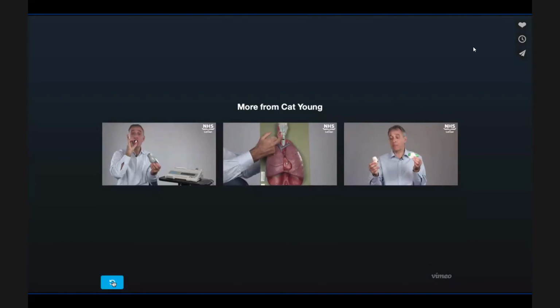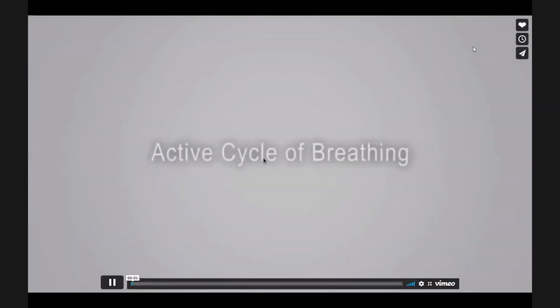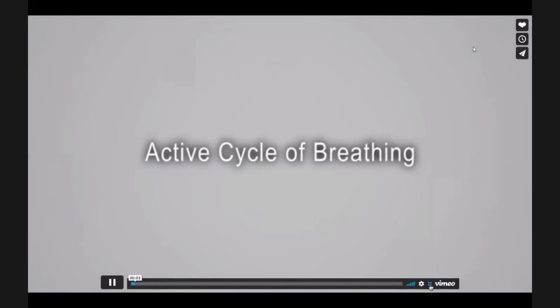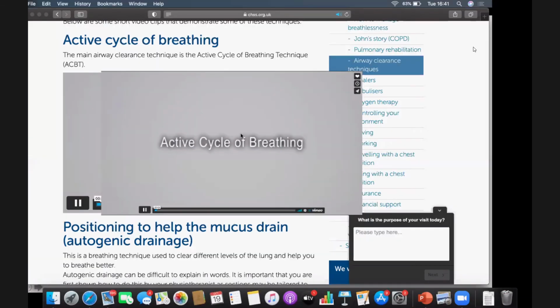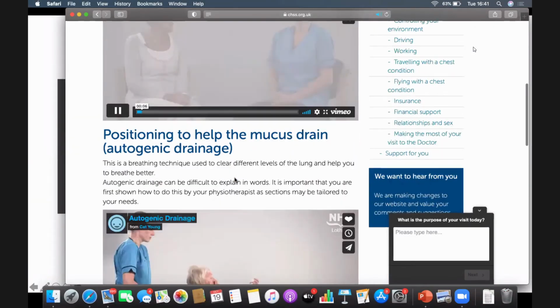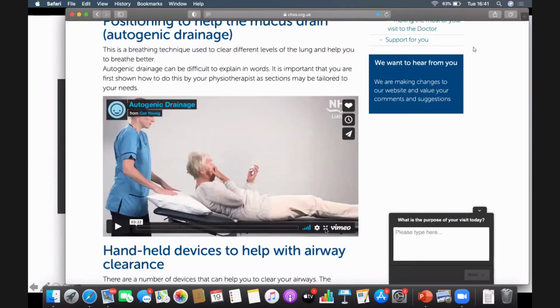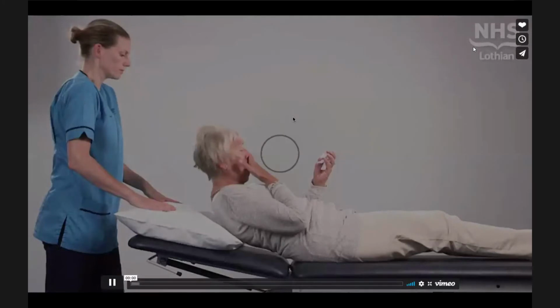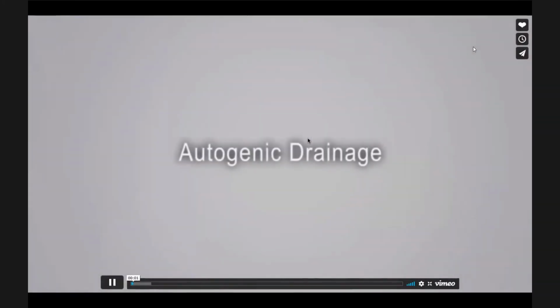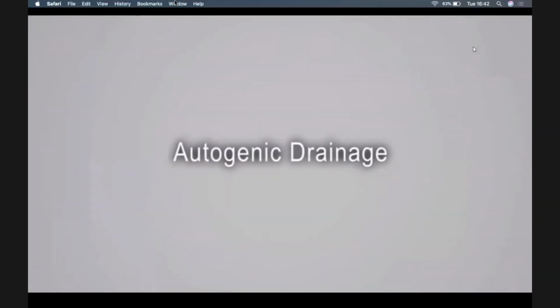So this is the hopping method, right? So hopping method is this one. So this is the active cycle of breathing. Next, this is a short video to show a demonstration of the active cycle of breathing to help clear secretions. Another one is postural drainage, autogenic drainage. So this is another thing that you are going to do.